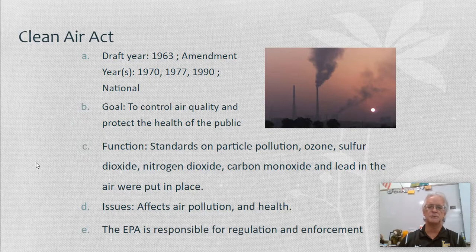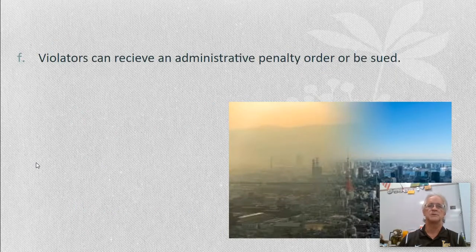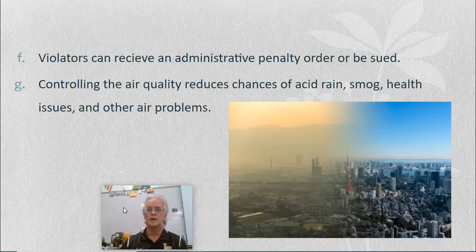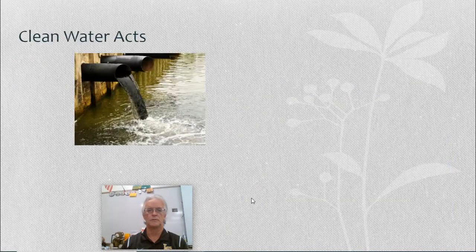The EPA is responsible for regulation and enforcement. Violators can receive an administrative penalty or be sued. The main goal is to control the air quality, which reduces the chance of acid rain, smog, health issues, and other problems. Notice here that you have a before and an after.